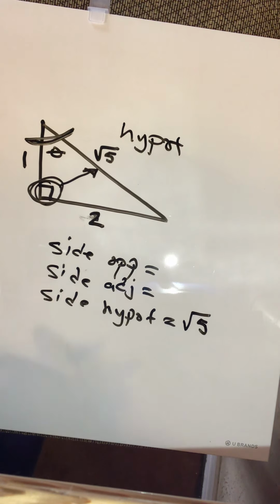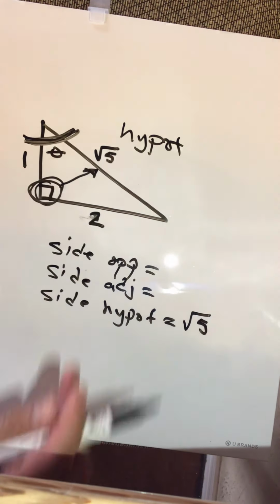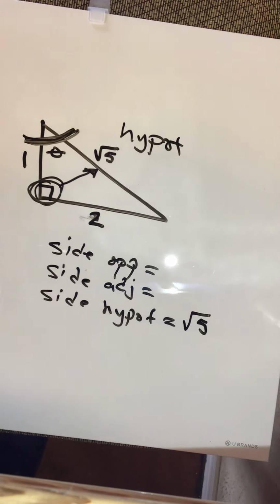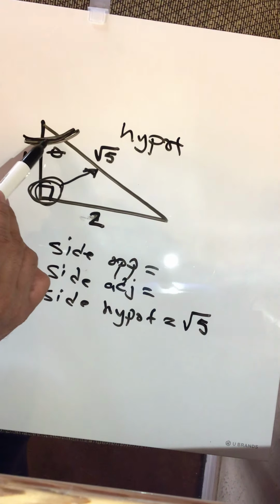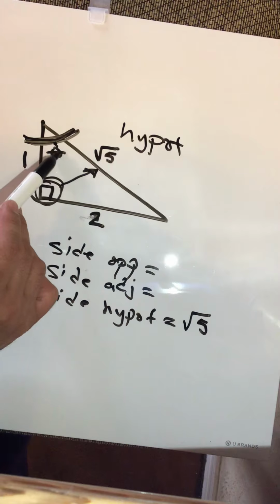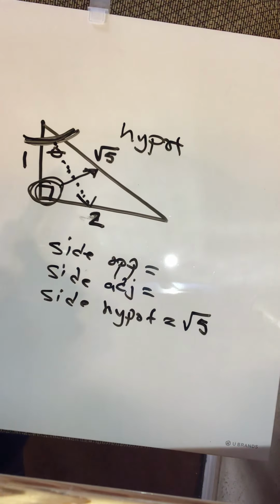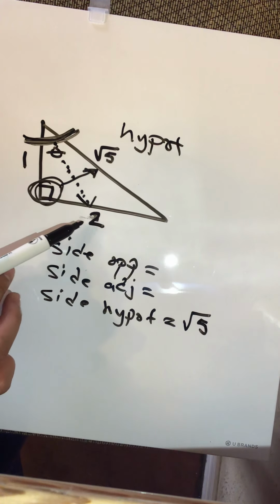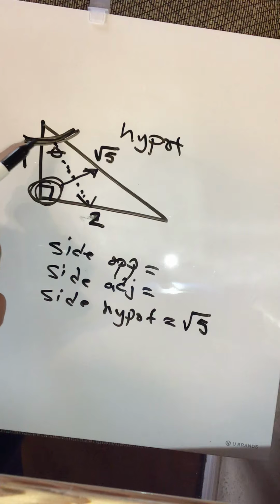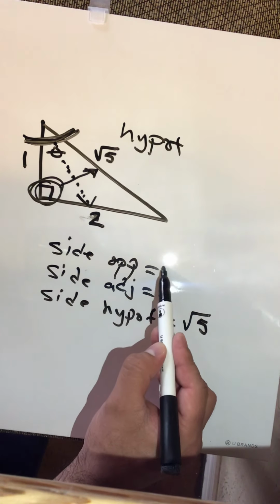Now, I have to find opposite and adjacent, right? So I'm going to use this as my reference angle, or the angle that I'm using to measure. Then I'm going to go opposite from it, right? The side opposite from my reference angle is the side opposite. So in this case, if I take this angle and just go straight across from it, this is going to be 2.